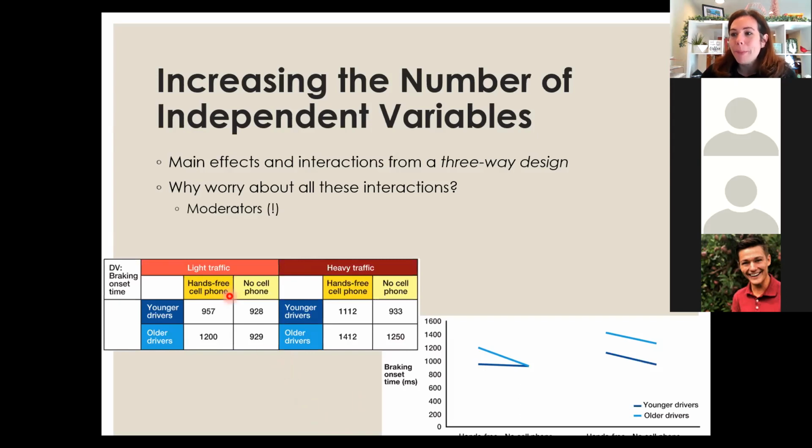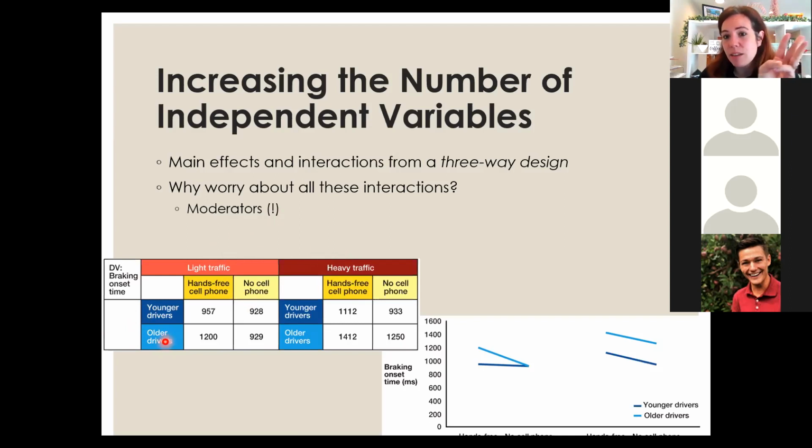Okay. So the main thing you need to do is right off the bat, identify what are my independent variables. Looking at the table is a lot easier to me than just looking at the graph. But looking at the table, I see the first independent variable is how much traffic is there, light or heavy. Second is cell phone use, no cell phone or hands-free. Third one is age, young or old. So those are my 3 independent variables.